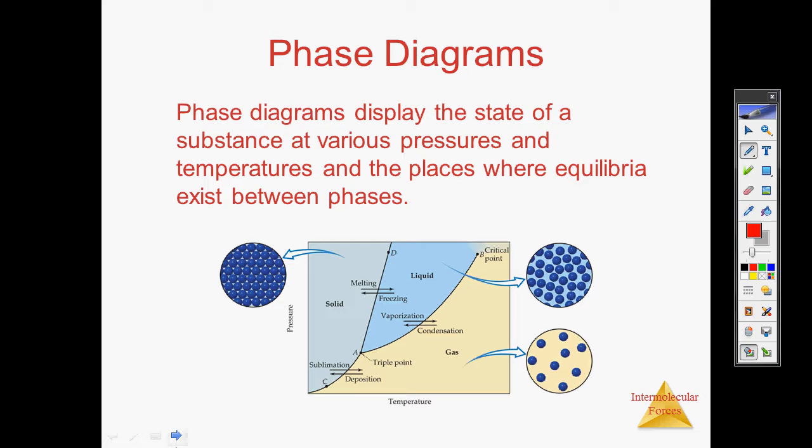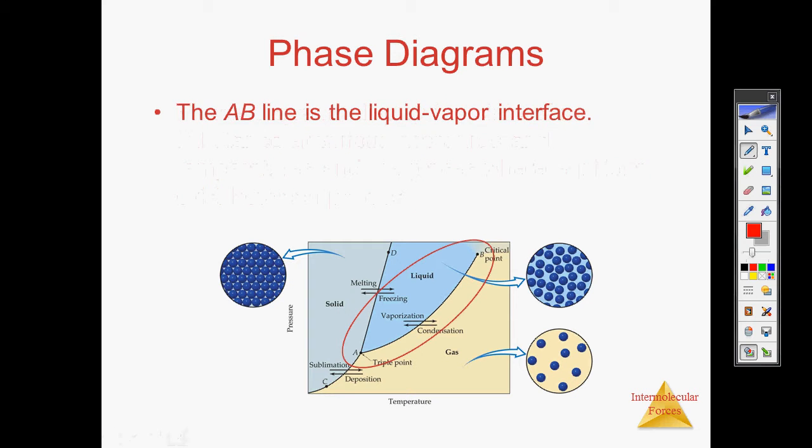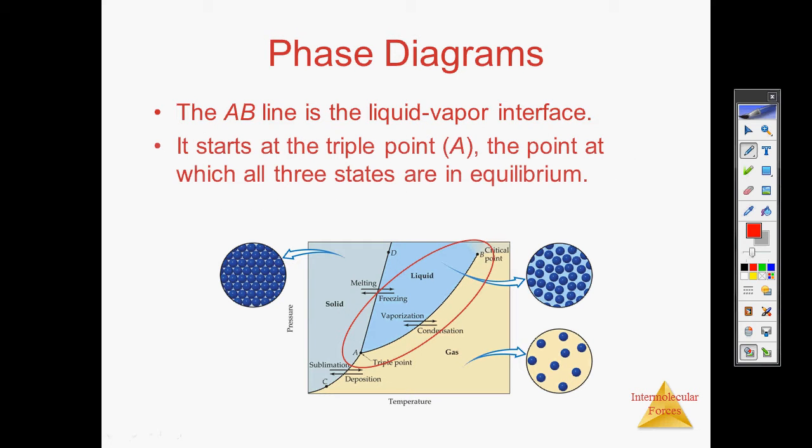All right, and guess what? Then from data, I gave you an old AP question, just because I don't want you to think you never practiced it before you saw it on Friday. We're going to actually draw one from data. Okay? Not hard. The AB line is the liquid-vapor interface. It starts at the triple point A, the point at which all three states are in equilibrium.